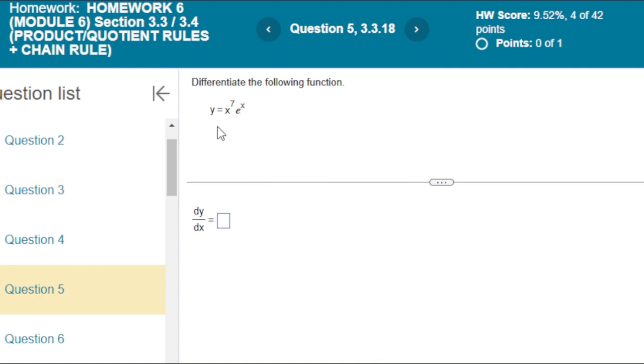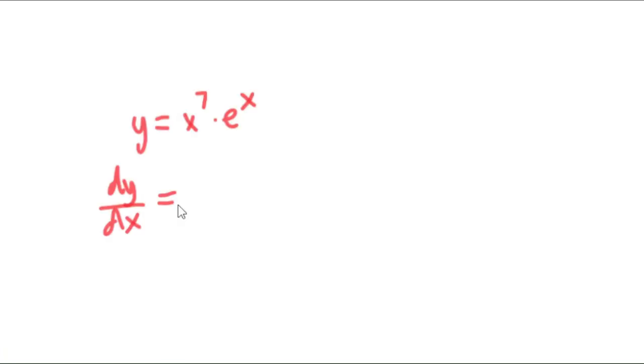Okay, now this one we have to use the product rule. We have x to the seventh times e to the x. The question is, what's dy dx? Right, so they're giving us y, so what's dy dx? What's the derivative? Okay, well, we take the derivative using the product rule. So we do the first function, x to the seventh, times the derivative of the second one. But the derivative of e to the x is just e to the x, plus the second function, times the derivative of the first, and that would be 7x to the sixth.